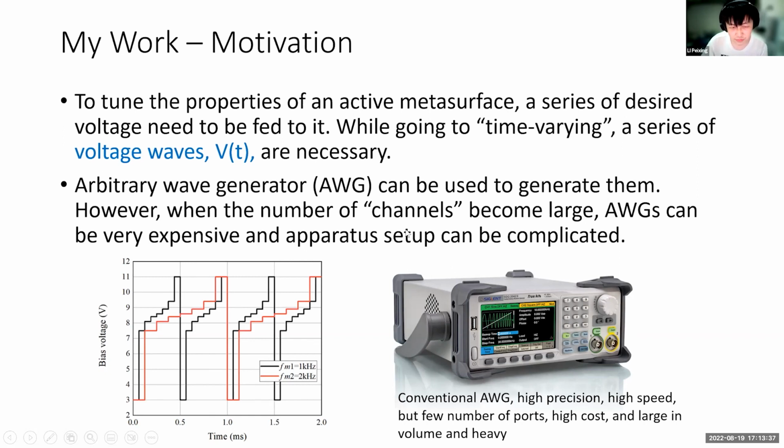Because we have many unit cells on the metasurface, when the number of cells becomes large and we need to control them separately, which means the number of channels becomes large, an AWG can be very expensive, and the setup can be very complicated. So this gives us a motivation to develop a new circuit to generate the voltage bias. And on the bottom left, the picture shows an example of the voltage wave we need.